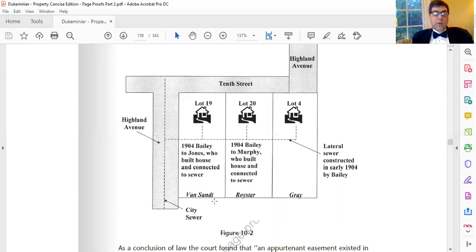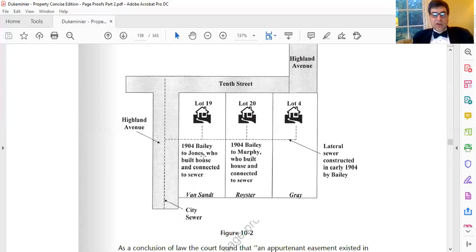Apparently the line that was carrying sewage under Lot 19 had broken and spilled sewage into the basement. In this case, the plaintiff wants the current owners of lots 4 and 20 to stop draining sewage across Lot 19. Now, when Mrs. Bailey deeded Lot 19 to Jones back in 1904, she used a general warranty deed. And we're told that it was a general warranty deed with the usual covenant against encumbrances and containing no exceptions or reservations. Well, could she have created an express easement at that time?